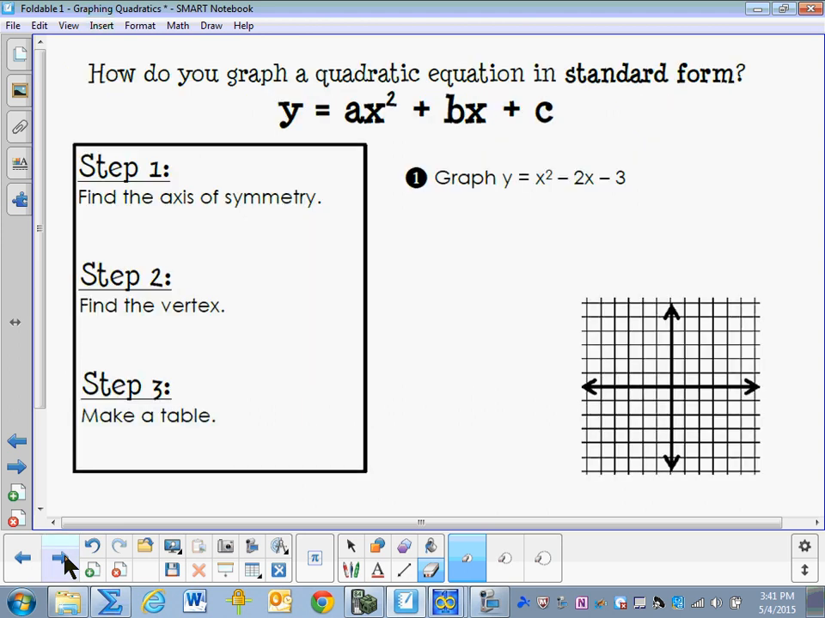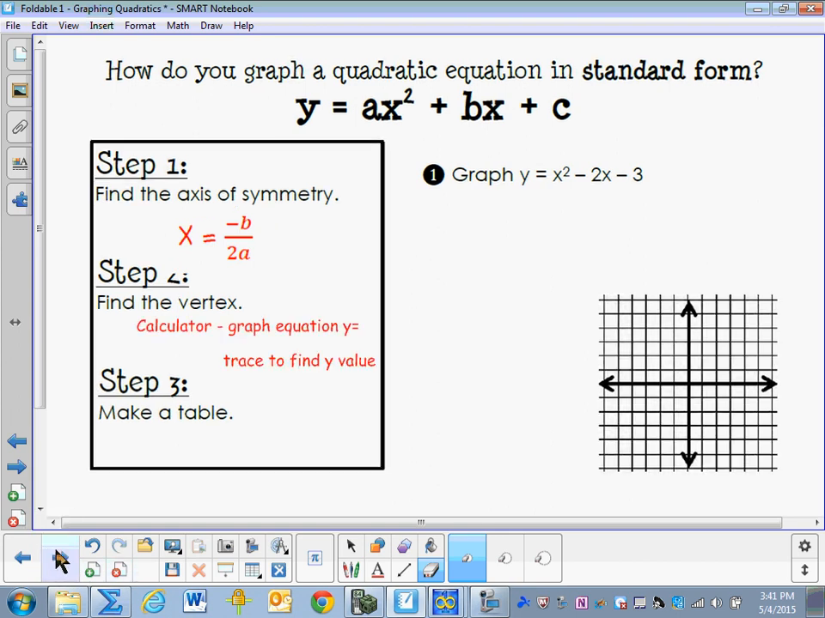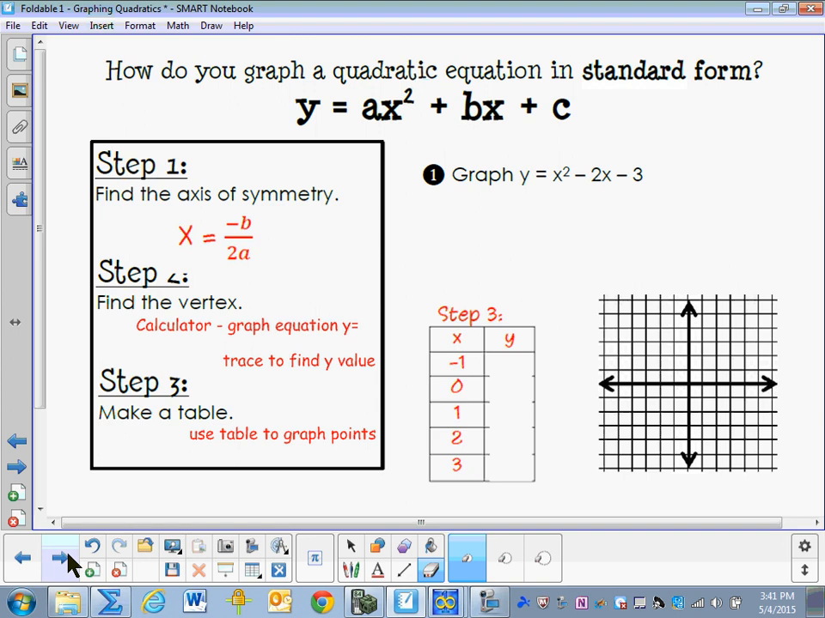So how do you graph a quadratic equation in standard form? Y equals ax squared plus bx plus c is standard form. We have 3 steps. We're going to find the axis of symmetry, find the vertex, and make a table. We're going to find the axis of symmetry by plugging in the formula that x is equal to negative b divided by 2a. We're going to then find the vertex using our calculator. We're going to graph the equation into y equals, trace to find the y value that goes with this x value. And then we're going to make a table so we can graph.